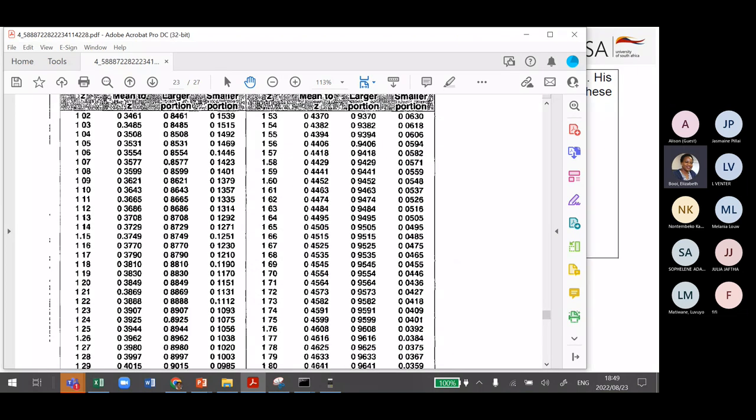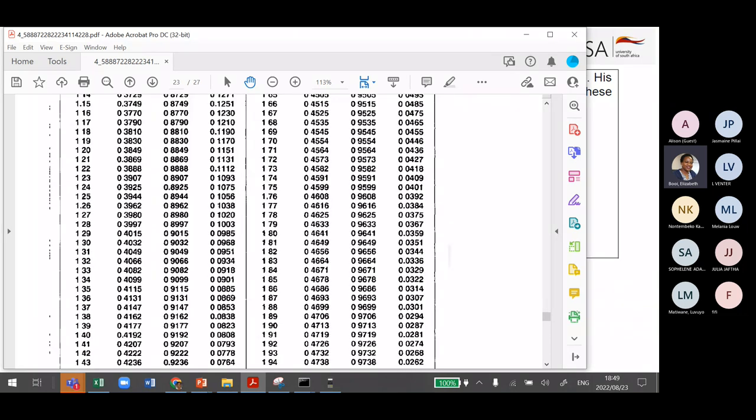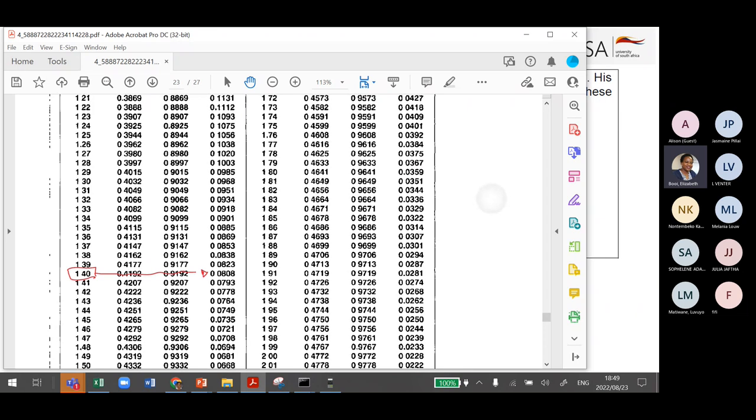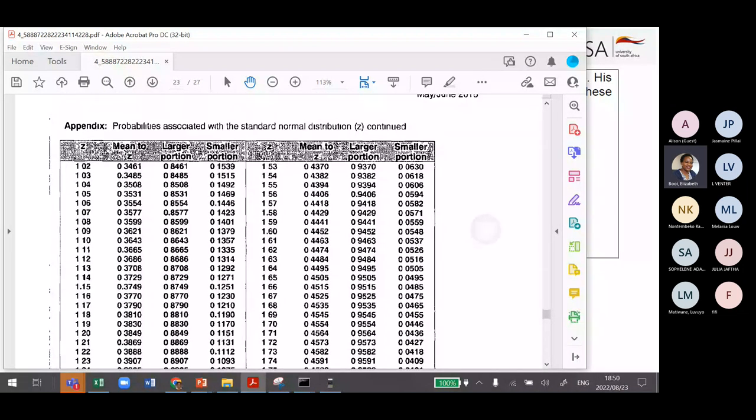So we're looking for 1.4, 1.1, 1.2, 1.5, 1.4. There is 1.40. So we're looking for the last block, which is that one. So that's how you will find the probability. So the probability of Patrick scoring less than the rest of the class is just 0.8%, because we're looking at the smaller portion.